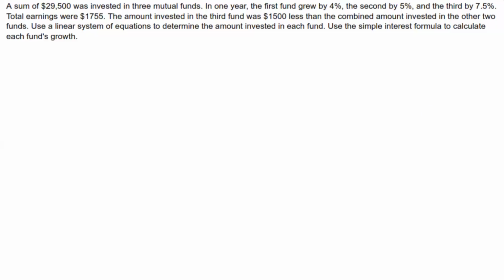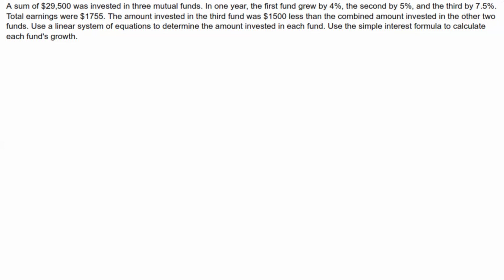All right, so here we have a sum of $29,500 invested in three mutual funds. In 1 year, the first fund grew 4%, the second 5%, the third 7.5%. The total earnings were $1,755. The amount invested in the third fund was $1,500 less than the combined amount invested in the other two. Now we're supposed to use a linear system of equations to determine the amount invested in each fund.